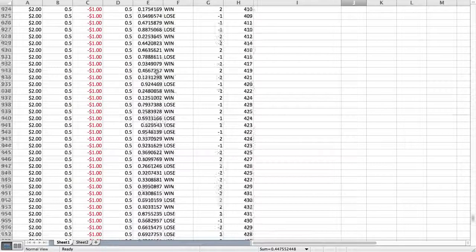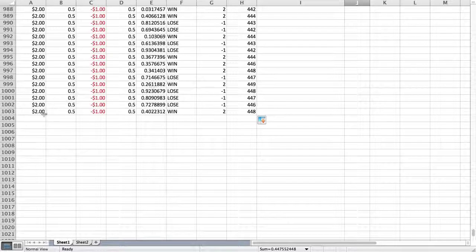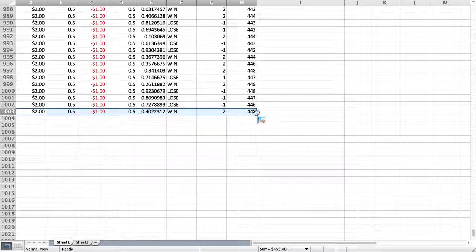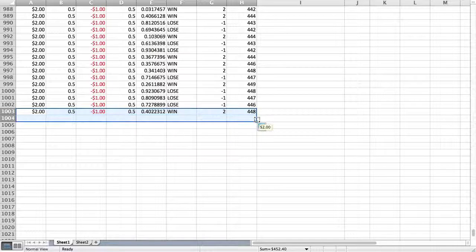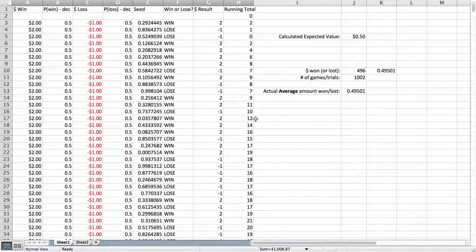If I fill just one more line, it'll recalculate, and we'll see if we can do any better than that with another 1,000 games. We'll do 1,002 games. Okay, so it recalculated, redid the games again, and now you can see we're very close to 50 cents a game, right? We could expect to win about $500, and we won 496. That's what expected value calculates as the average amount won. The average amount won per game.